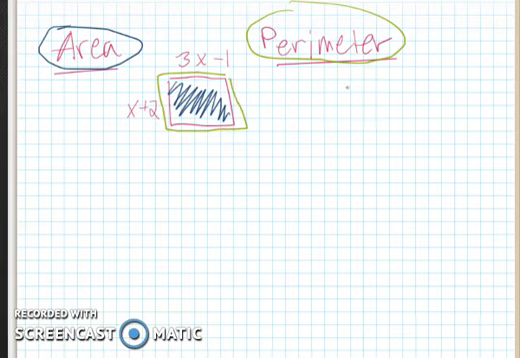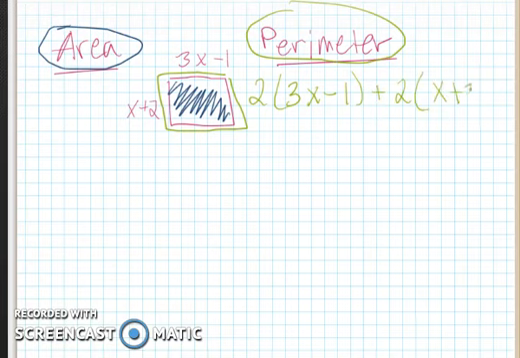For perimeter, we just have to add up all the sides. Now, this is a rectangle, so I'm going to get 3x minus 1, but there's technically two sides. Okay, I've seen a lot of students square this. You're not going to square this. You would multiply this by 2 if you think there's two of them. And then you're going to also add 2 times the other one.